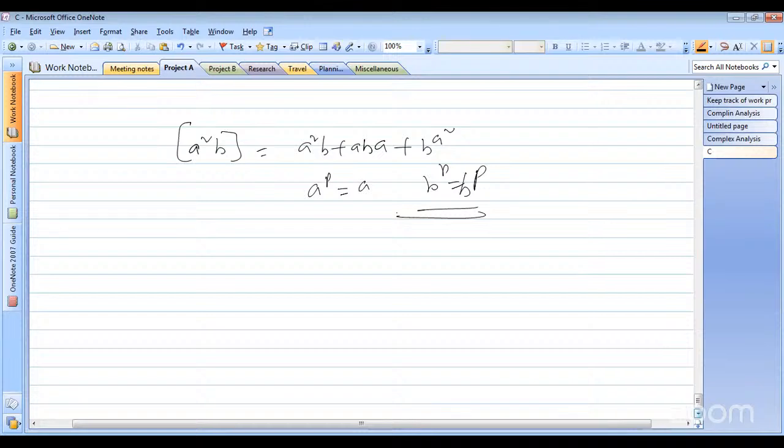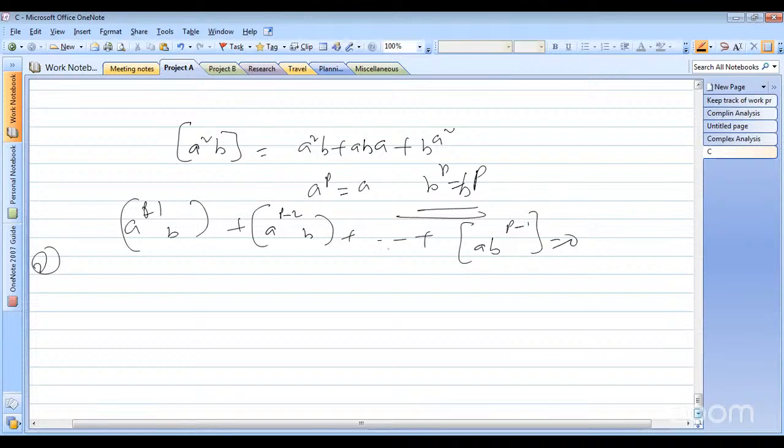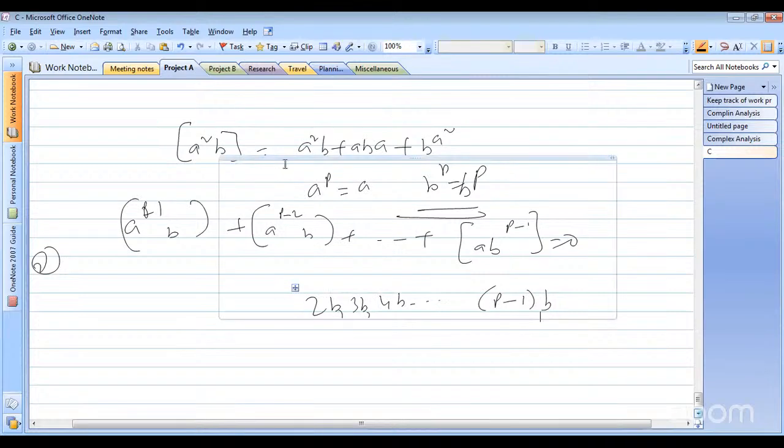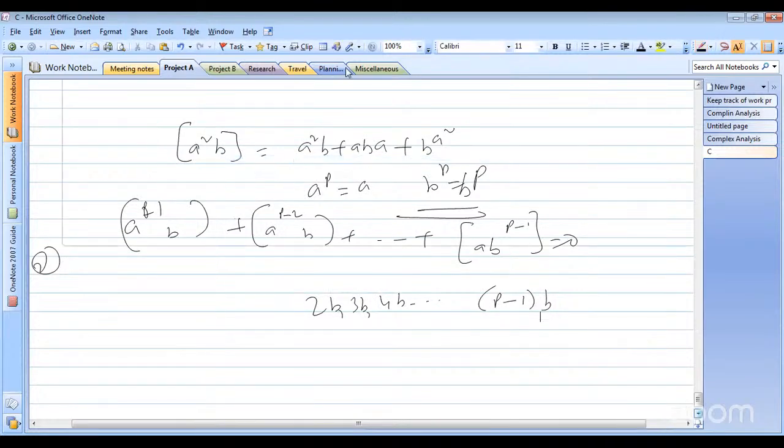From equation 1 we are getting here a to the power p minus 1 into b plus a to the power p minus 2 into b squared, and so on, plus ab to the power p minus 1 is equal to 0. So we can replace the terms with 2b, 3b, 4b, and so on, up to p minus 1 of b. So the following is the system of equations. To find the system of equations here, the first of which is merely the equation we can write here.